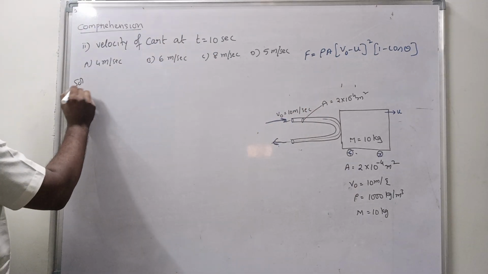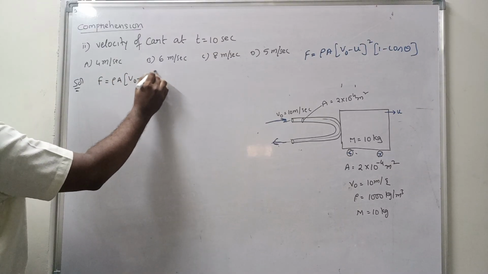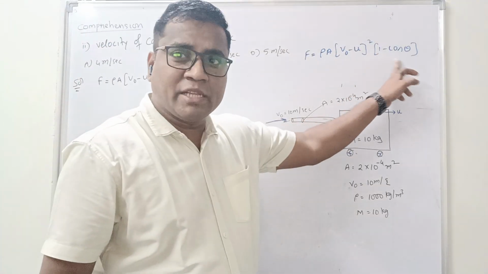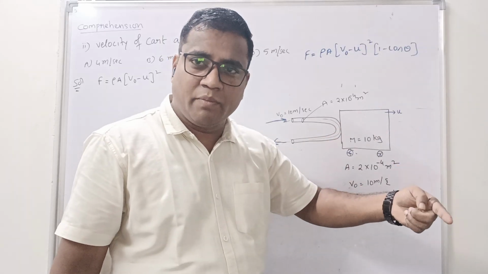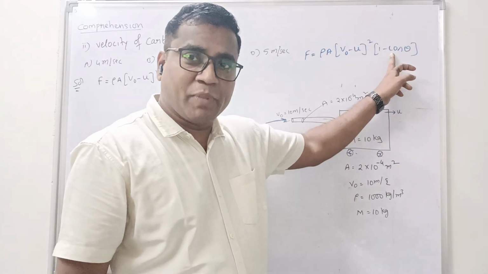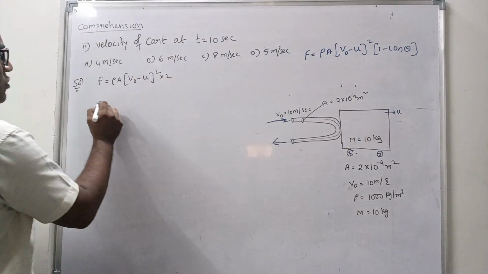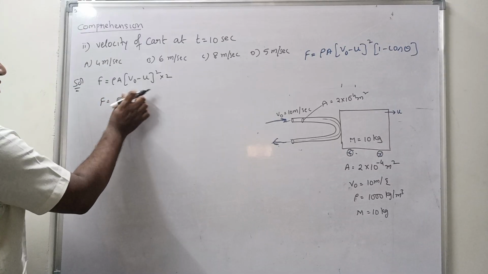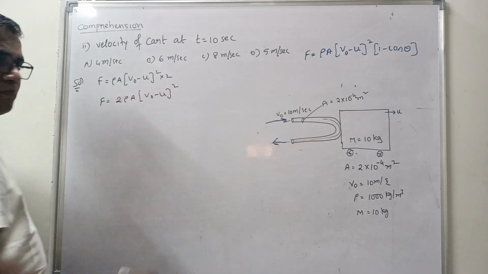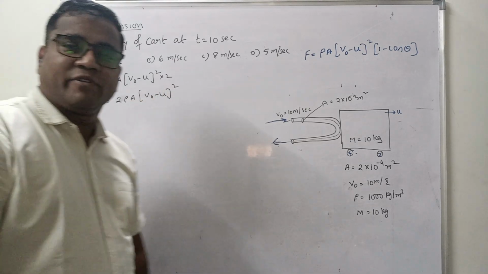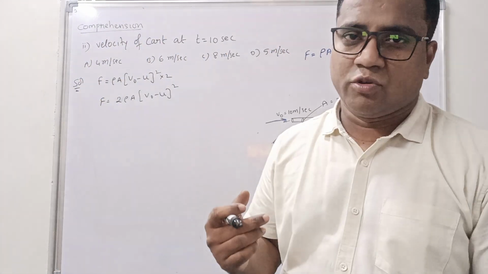So here I will write F is equal to rho A (V naught minus U) whole square, and we know this one, 1 minus cos theta. We already saw this in the last question, right? Here cos theta means cos 180, which will come as minus, so the whole term becomes 2. So directly I am writing here into 2. So the formula is F is equal to 2 rho A (V naught minus U) whole square. Clear? Now from this equation, what do we have to calculate? We have to calculate the velocity of the cart at t is equal to 10 seconds.